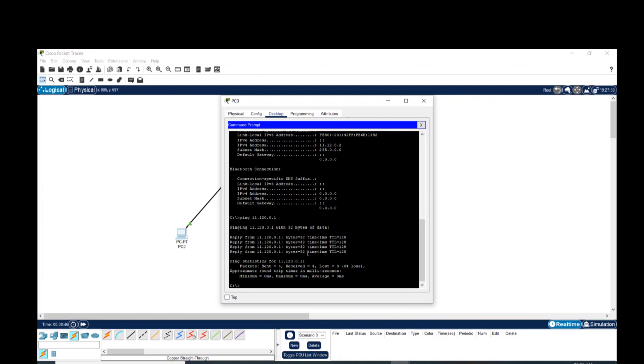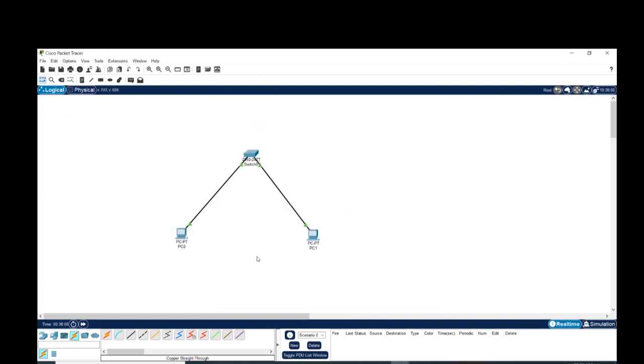Is it clear? Have you understood how the systems are recognizing each other? If you want to provide communication among systems belonging to different network IDs, then you need a router. With the switch, you can provide communication only among the systems which belong to the same network ID.